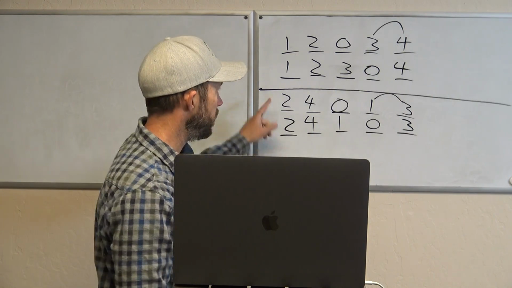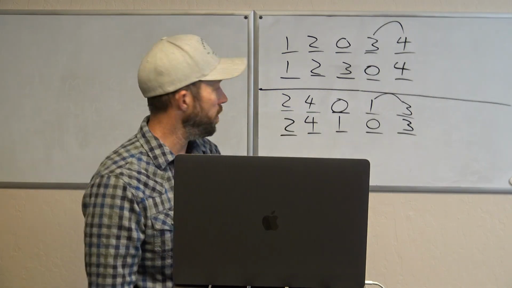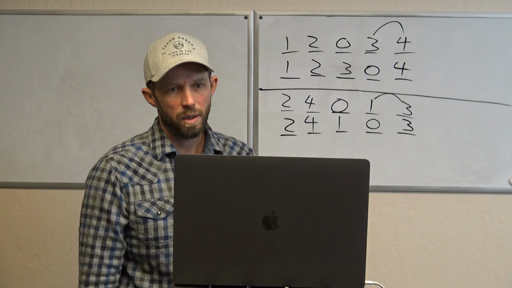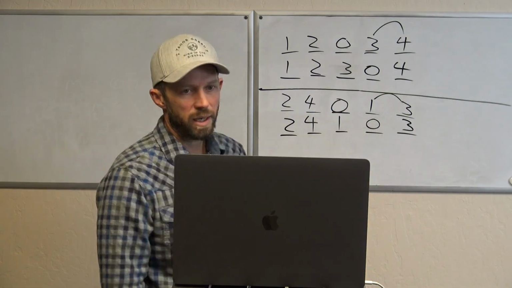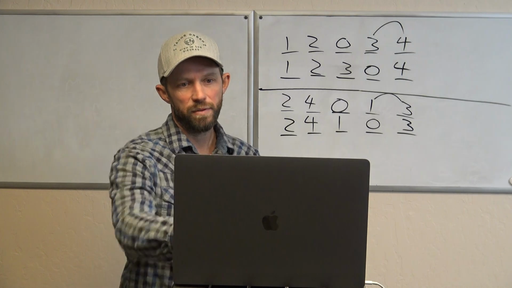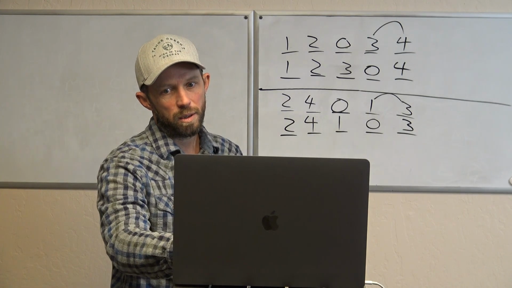Does the second digit have to be 0? No, it's 4. Does the third digit have to be 3? No, it's 0. Does the fourth digit have to be 4? No, it's 3. That gets rid of E as well. The answer for number 1 is A.